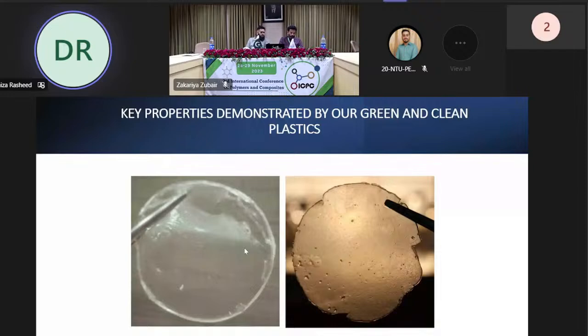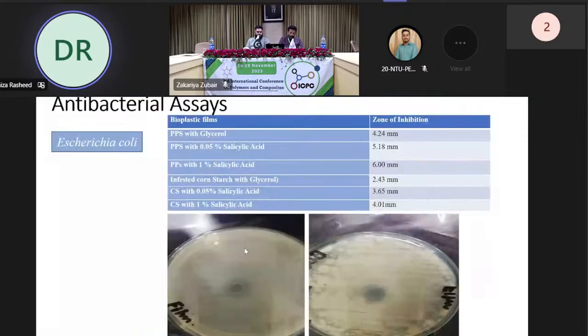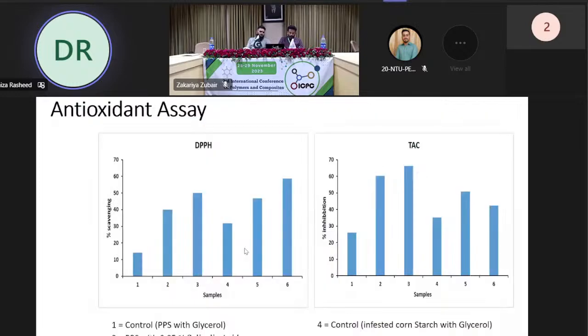So after that, we purchased some of those grains and then isolated some starch out of it, and then produced some of the starch biofilms out of it. You can see both of them. Then we did some antibacterial assays, and it was showing some sort of resistance definitely to E. coli strains. After that, antioxidant assays were done, and that was showing yes, they have some sort of antioxidant potential also.